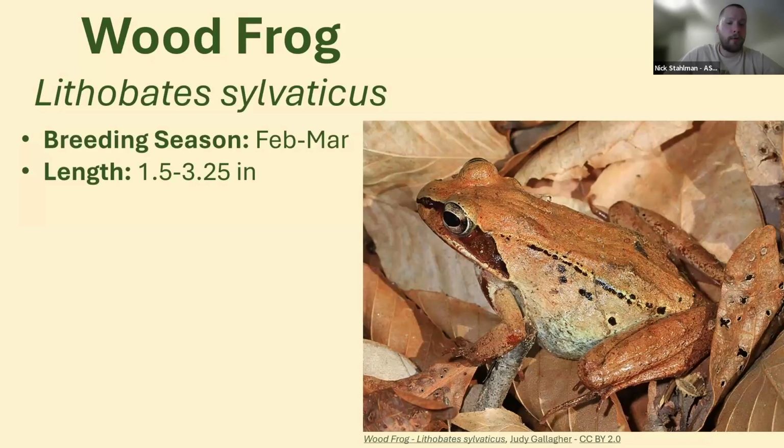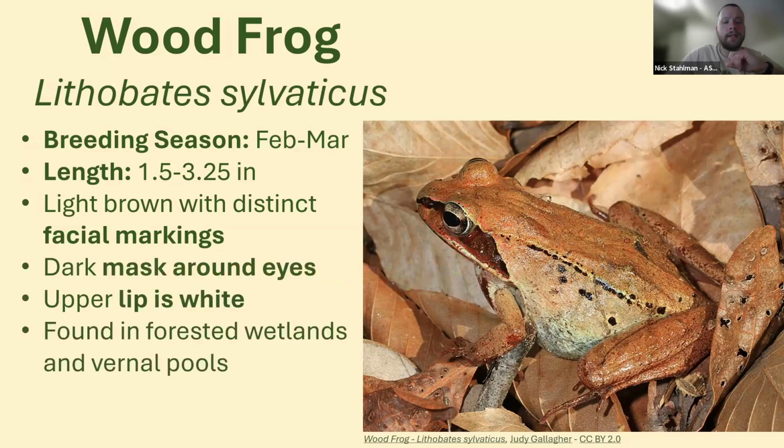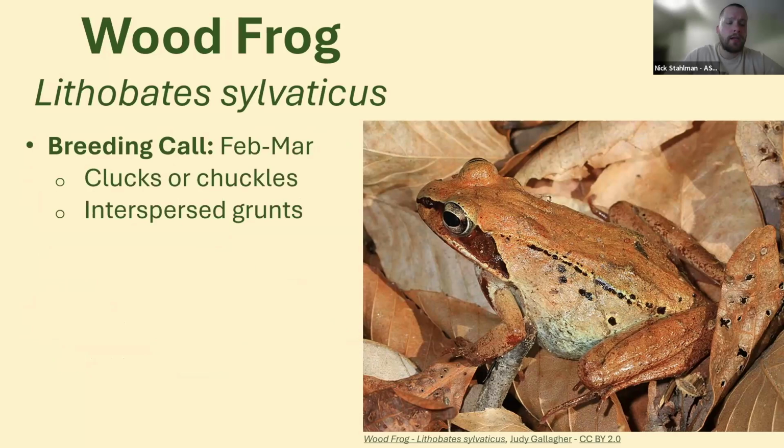They are going to be light brown like the spring peeper, but they have distinct facial markings. In particular, you have a dark mask around the eye. Some people call it a bandit mask. And the upper lip is white, which is nice because it contrasts really well with that mask. You can see it really well right here. You've got this white upper lip. And these are found in forested wetlands and vernal pools. So any wet forest, you're really going to see these guys. Again, the breeding is going to be early, so it should be starting up soon.